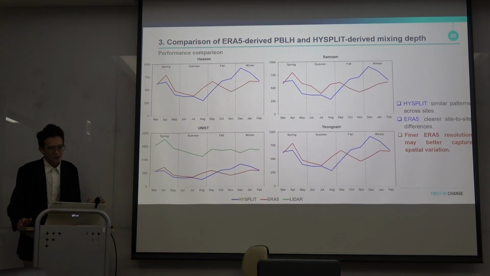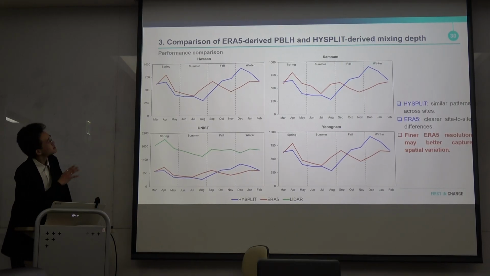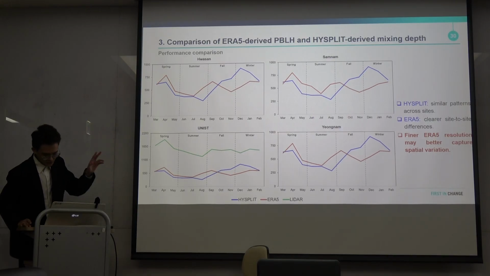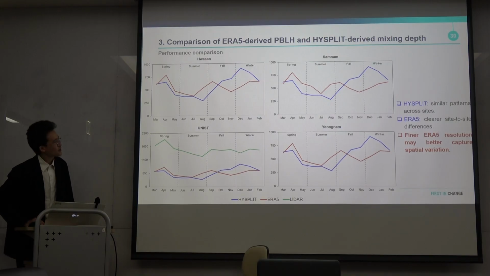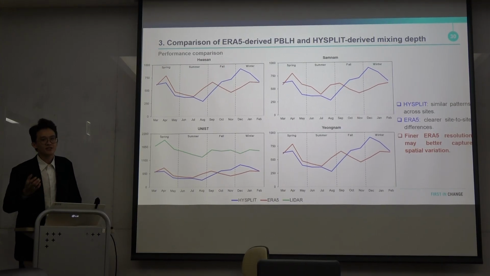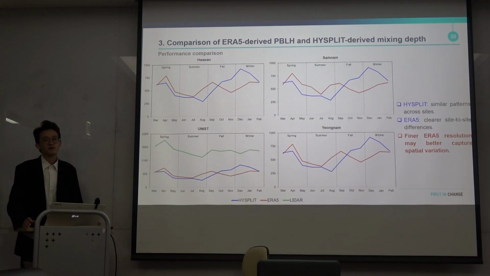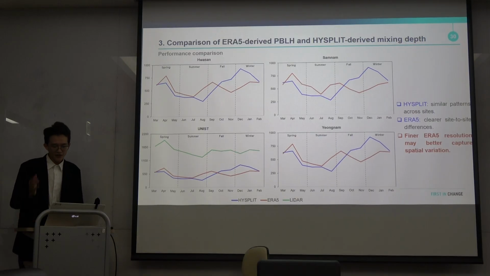In contrast, the ERA5 shows more site-to-site differences. I can see that although Hwasan, Eunice, and Yongnam are represented by the same ERA5 grid, so they share the same data, Sannam is located in another grid which is more inland, so it can show a different seasonal pattern. So I think this suggests that the finer ERA5 resolution may help capture the spatial variation between nearby sites.